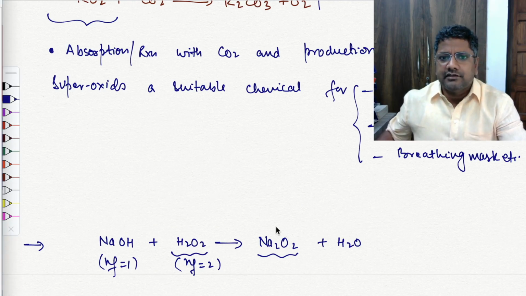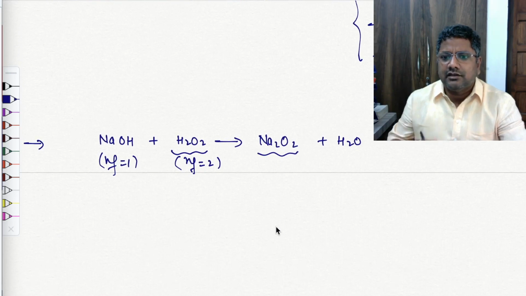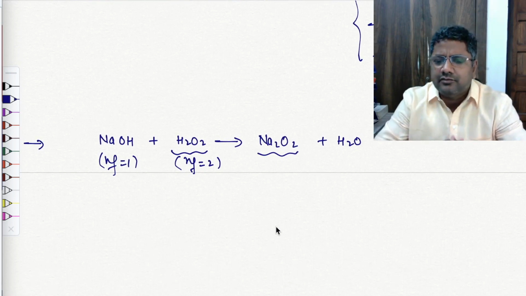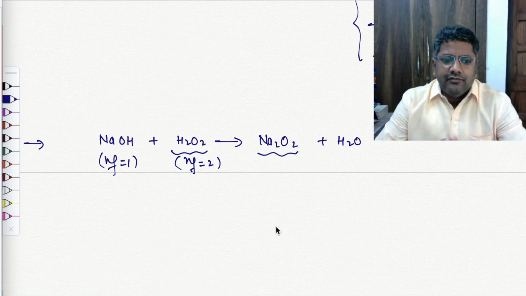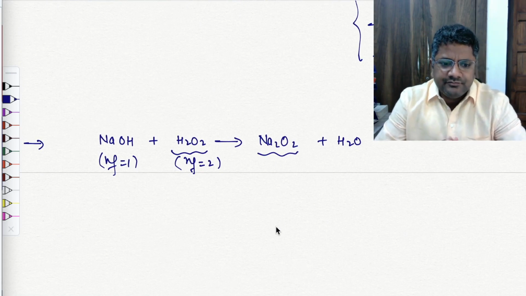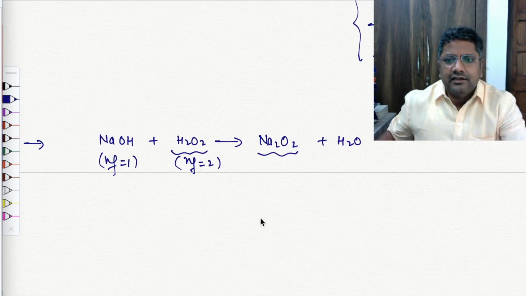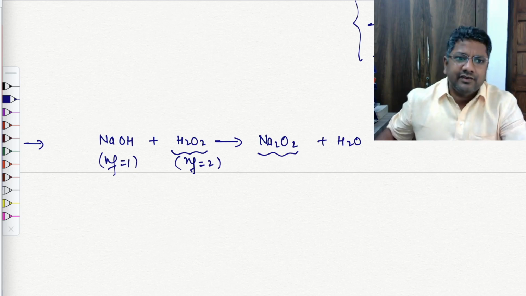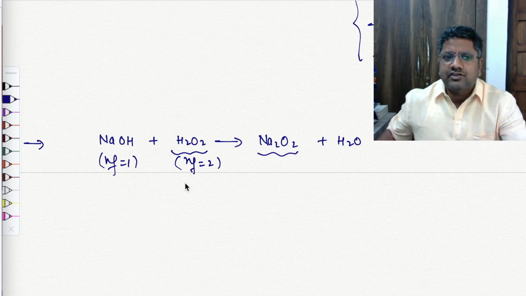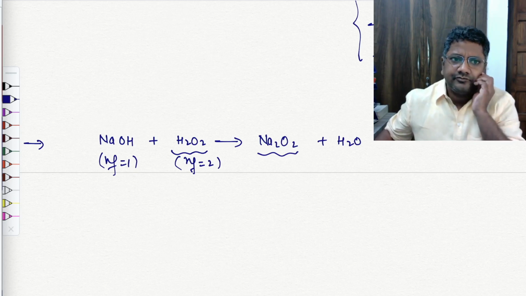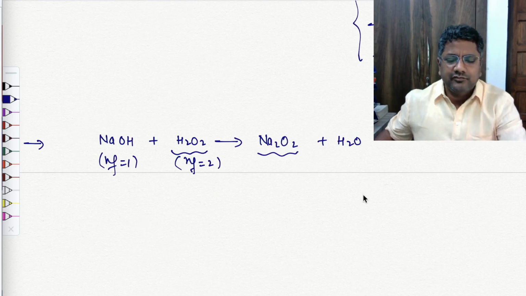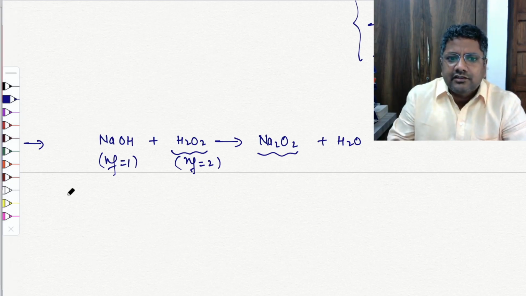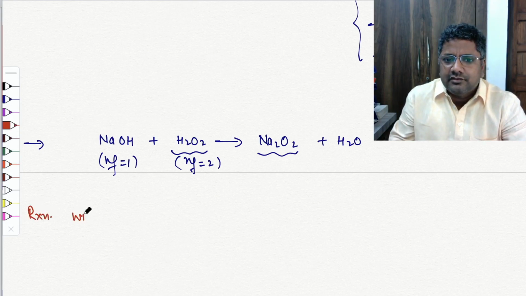So this is all about peroxides and superoxides, and all of you know that peroxides are also a very good oxidizing agent, right? They can be used as a bleaching agent as well, but we will discuss H2O2 separately. Now see, the next is reaction with nitrogen, or dinitrogen.